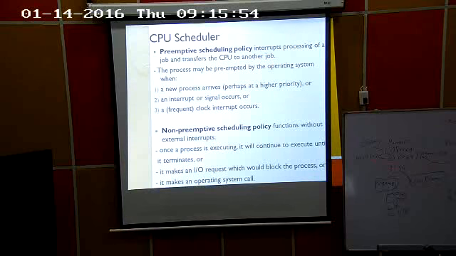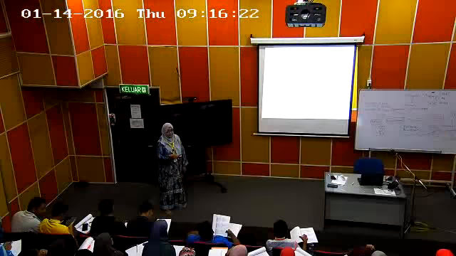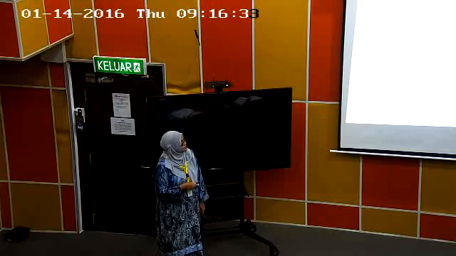It is in the process flow here. An interrupt or signal occurs, or based on your clock, it is interrupted. Non-preemptive is without external interrupt: once the process is executing in the running state, it will continue executing until it is terminated or completed. This is your processor from earlier.